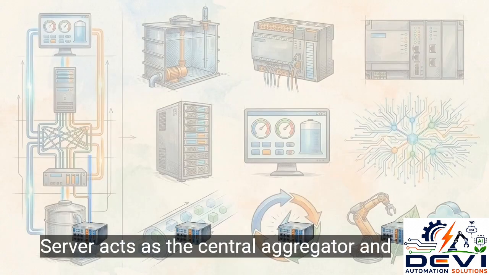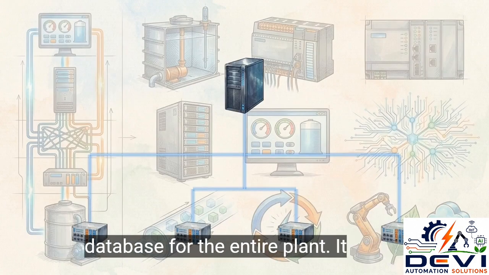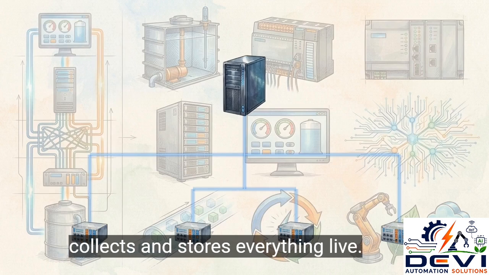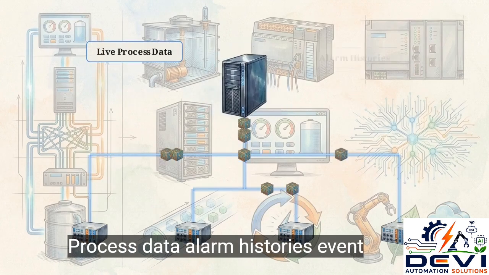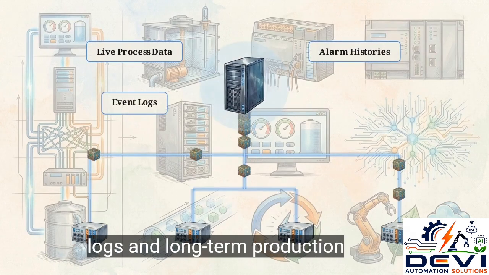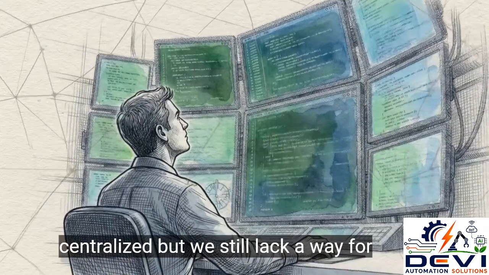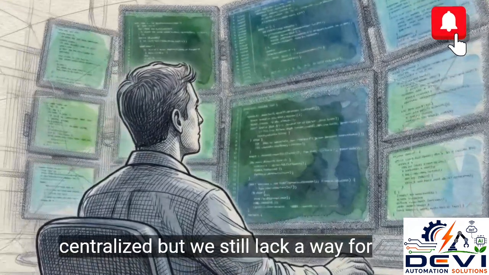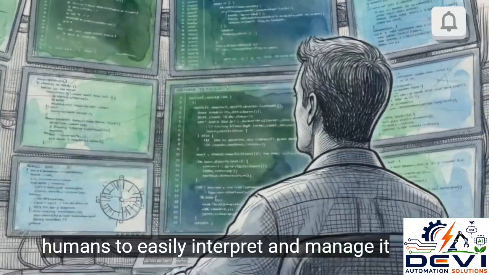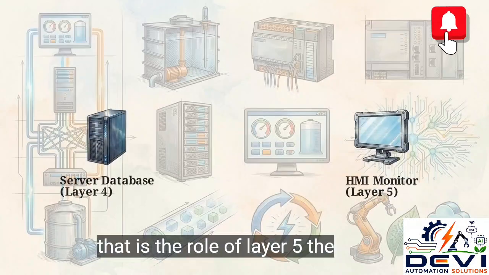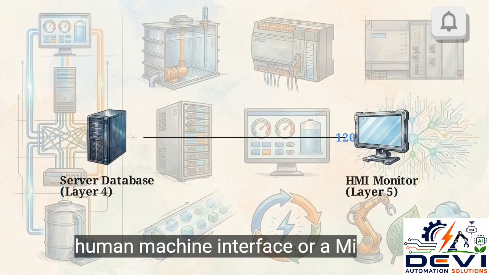This server acts as the central aggregator and database for the entire plant. It collects and stores everything: live process data, alarm histories, event logs, and long-term production trends. We now have the data centralized, but we still lack a way for humans to easily interpret and manage it. That is the role of Layer 5, the Human-Machine Interface, or HMI.